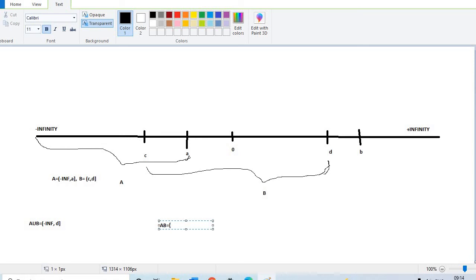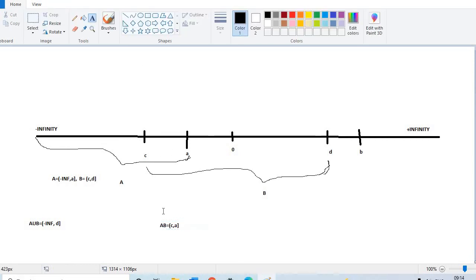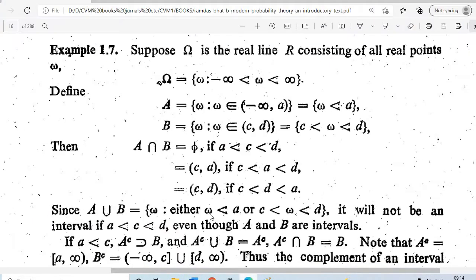What is A intersection B? A intersection B എന്ന് പറയുന്നത് ഇതിന് രണ്ടിനും കോമൺ ആയിട്ടുള്ള ഭാഗം. So that will be open C, പിന്നെ ക്ലോസ്ഡ് A, ഇത്രയല്ലേ കോമൺ ആയിട്ടുള്ളത്. So that idea is used here.